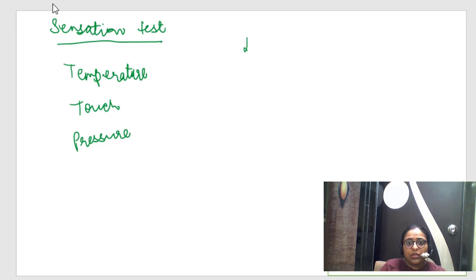You know various kinds of dermatomes in your body. If you don't know, please check the various dermatomes. You ask the patient to close his eyes, right? After closing his eyes, you check the dermatome. If you want to check the temperature, then you place hot water in one test tube, and in another test tube you place cold water.